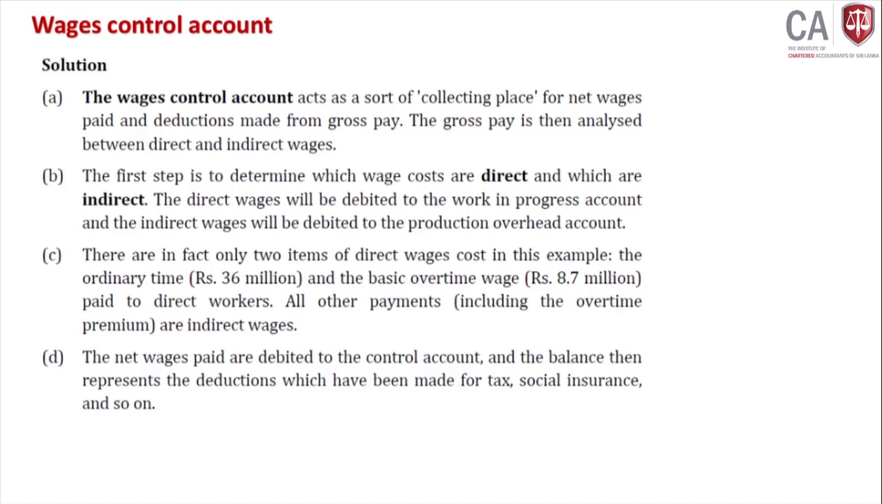The wages control account acts as a sort of collecting place for net wages paid and the deductions made from gross pay. The gross pay is then analyzed between direct and indirect. You analyze gross pay between direct and indirect, and you will pay from the gross value 89,000, 69,000. Then you will take the deduction.